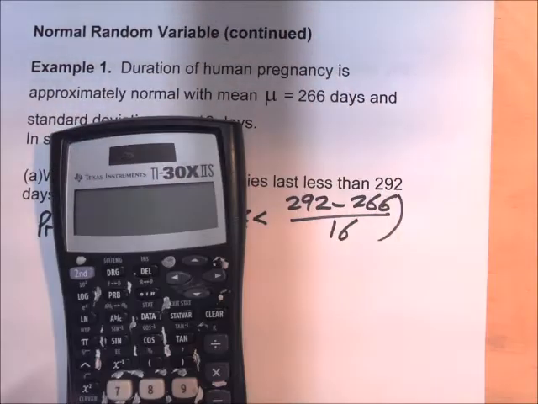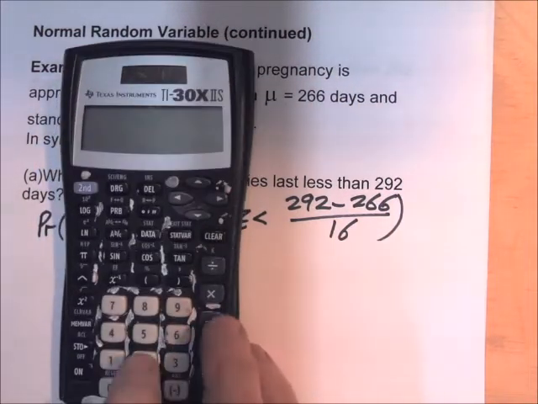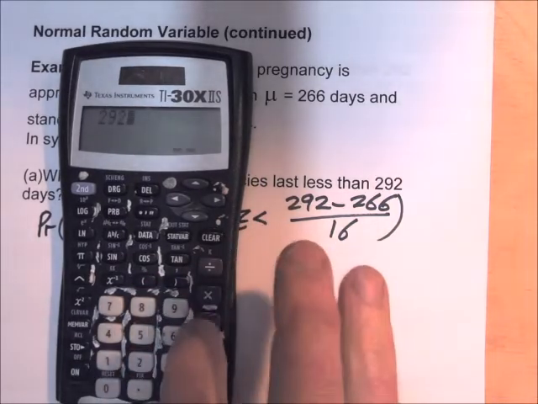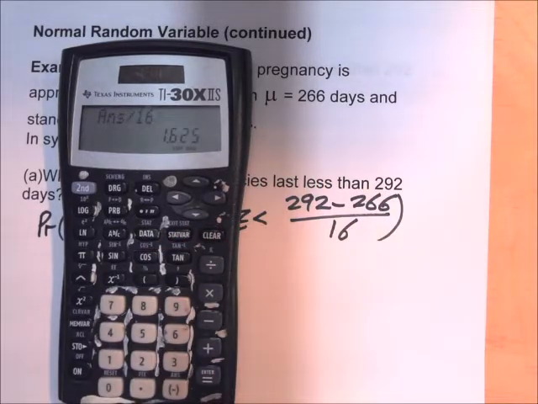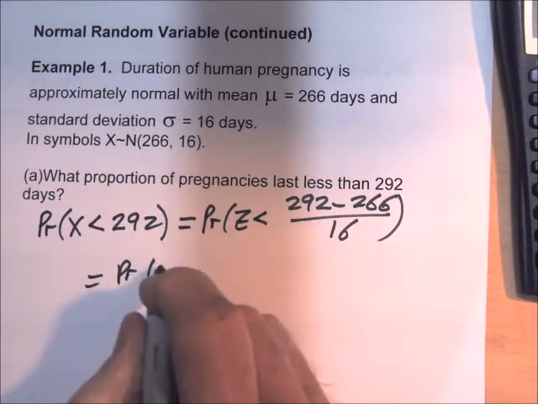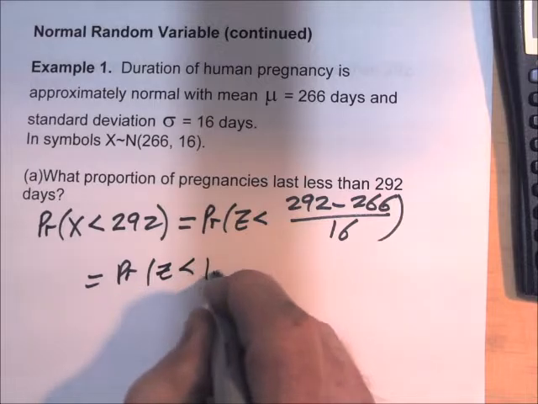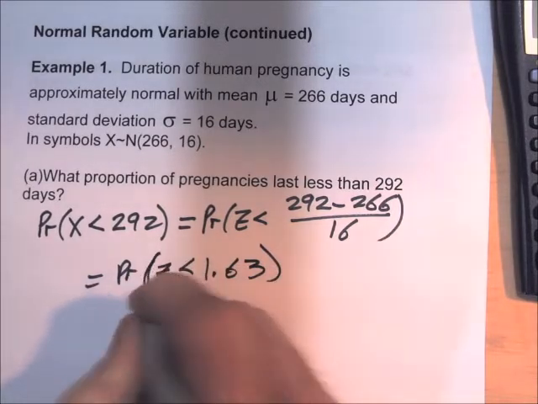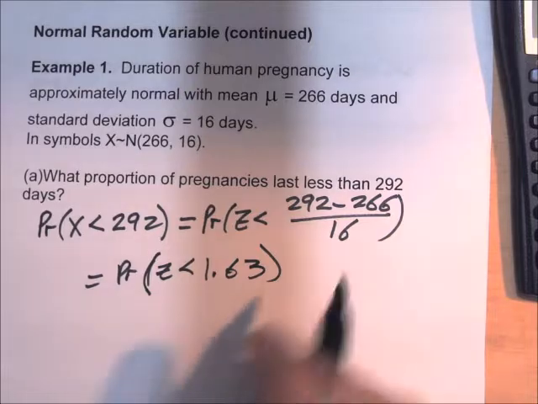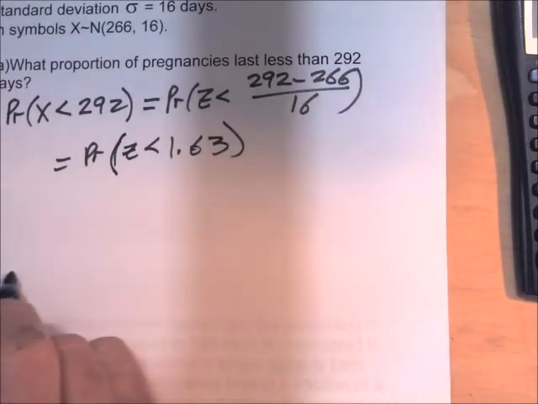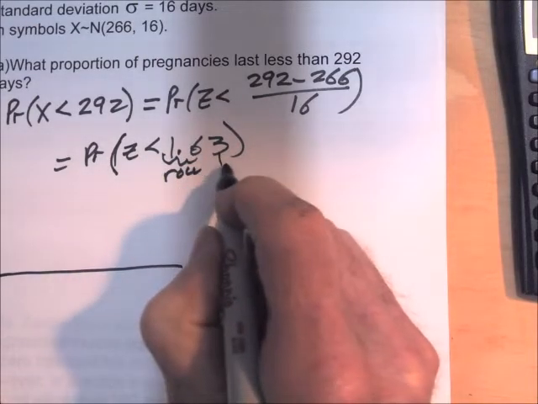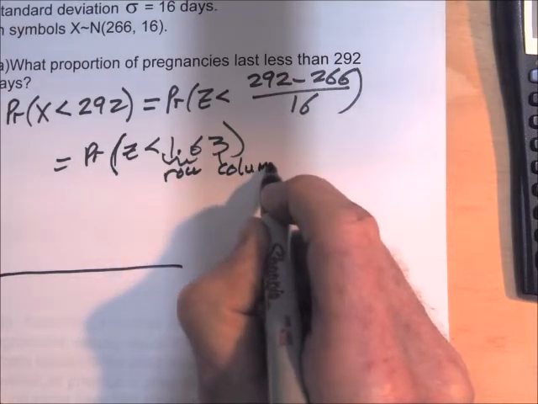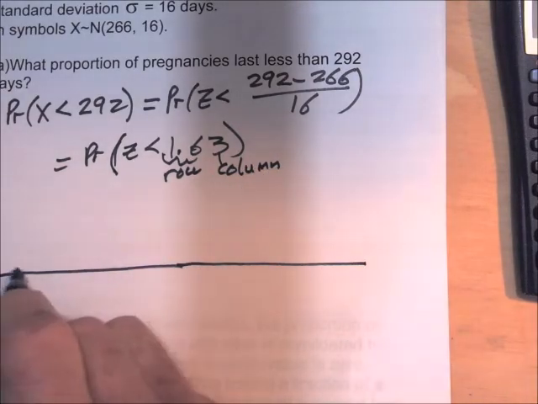I could probably do this without a calculator, but I'll be lazy today. 292 minus 266, divided by 16 equals, and I'll round this to 1.63. So the probability that Z is less than 1.63. Now we can look this up in the table. I'm going to make a picture before we look it up. We're going to look in row 1.6 and column 3 of the z table.